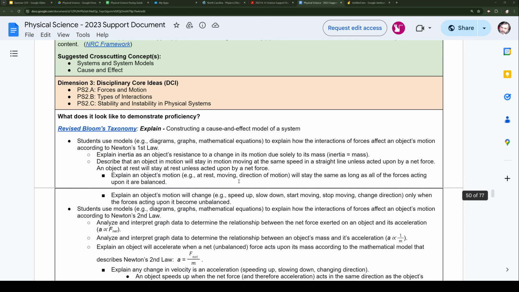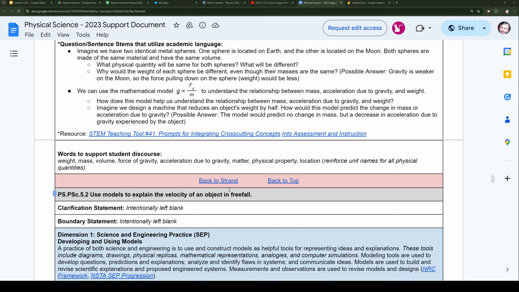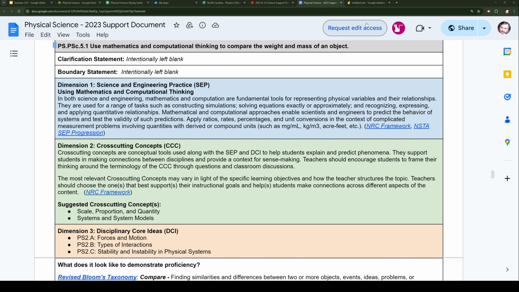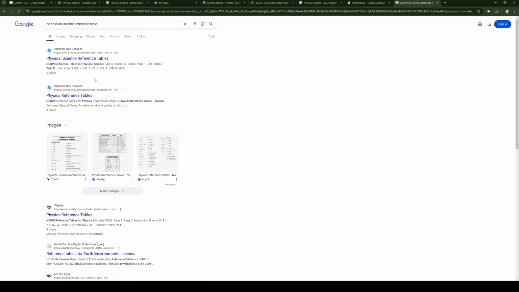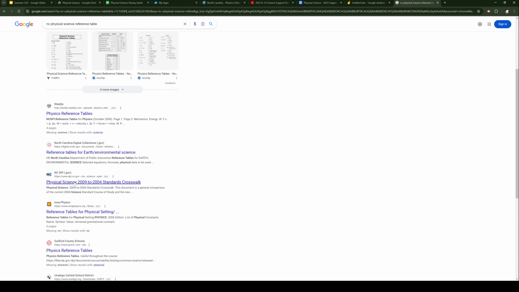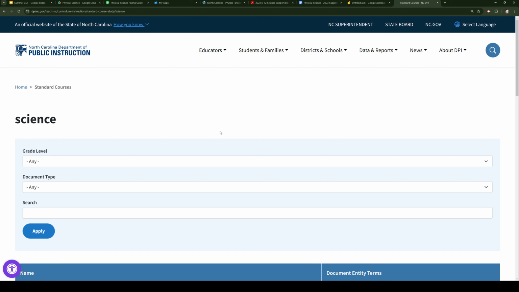So we're doing Newton's Law of Motion. Okay. NC Physical Science reference table, because they have updated these as well, and I need to see the newest stuff here. NC Science Curriculum. Their website is so useless.